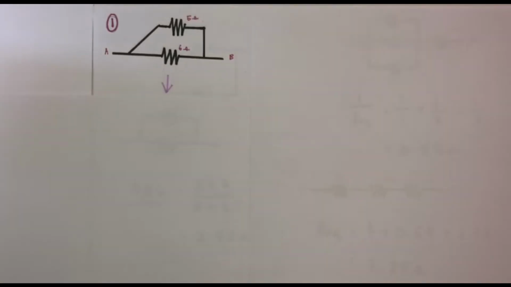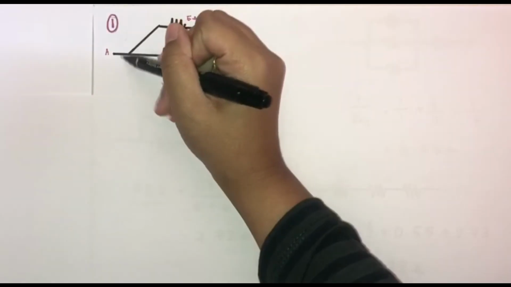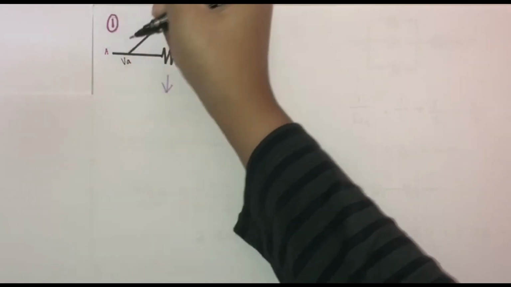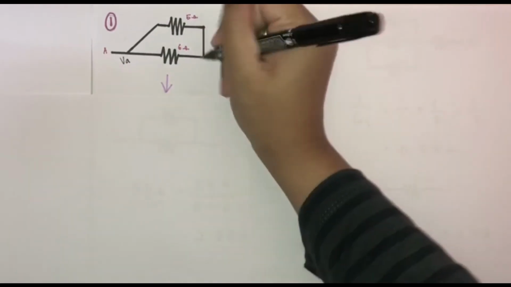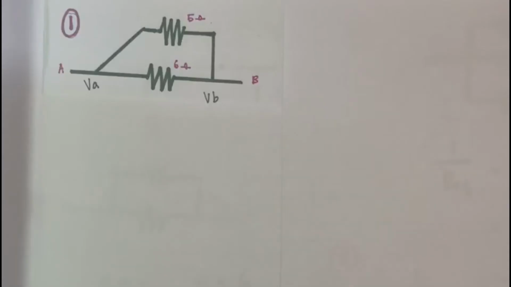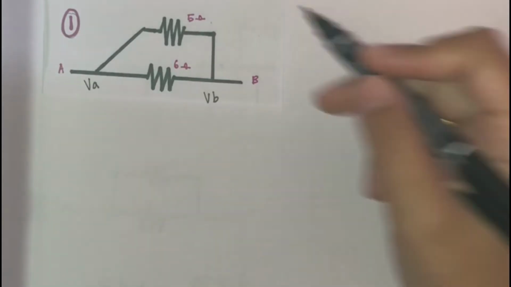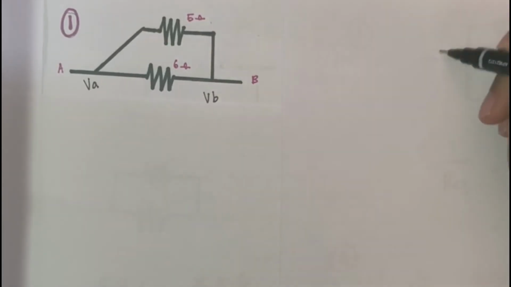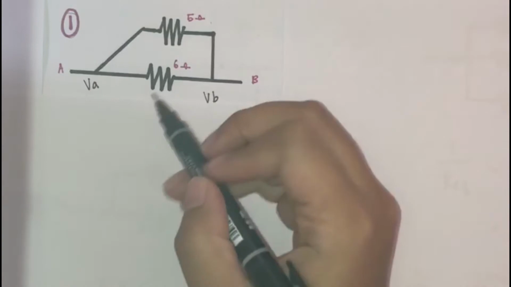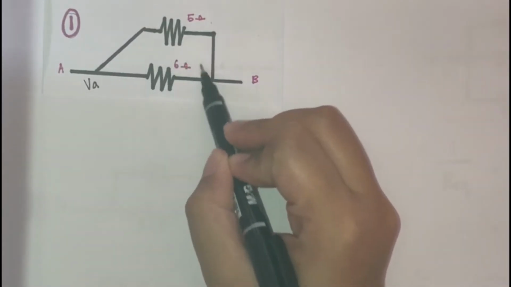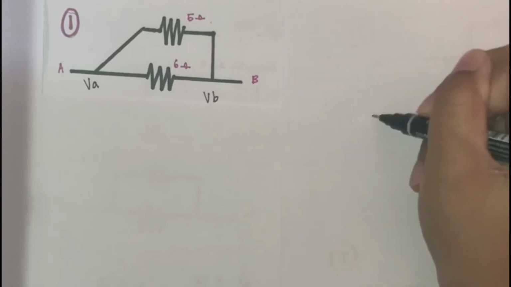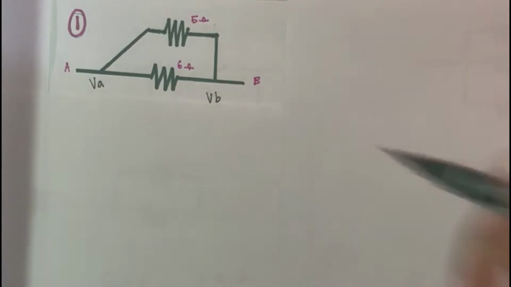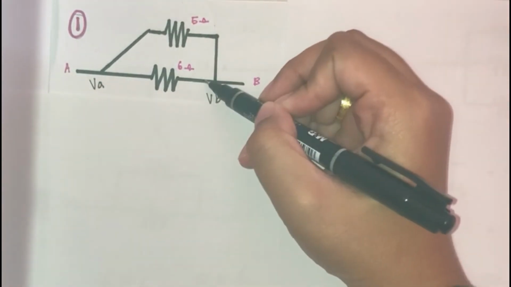We are going to label this node as VA and this node as VB. So the potential voltage of the 5 ohm resistor will be VB minus VA, and the potential voltage of the 6 ohm resistor will also be VB minus VA. Therefore, the combination of these two resistors is in parallel.